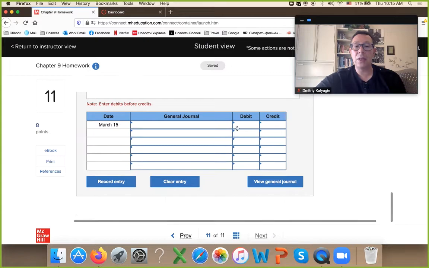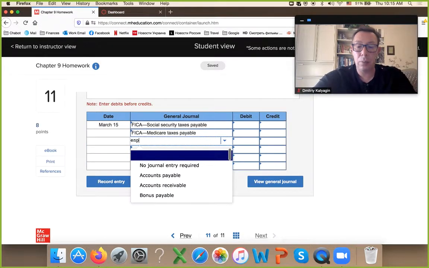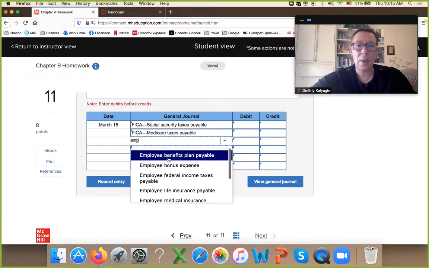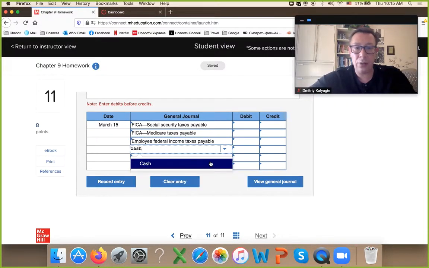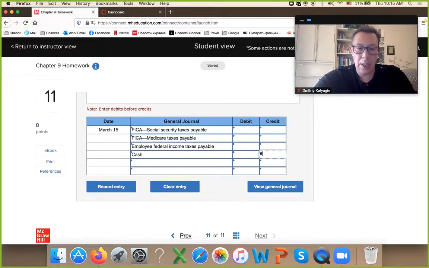What do we debit? We need to debit our three liabilities. We need to debit FICA Social Security tax payable. When we are paying taxes, we're debiting those liability accounts. We're going to debit FICA-Medicare tax payable, and we're going to debit federal income tax payable. We're going to credit cash. The amount of cash, 8,284, was given to me.